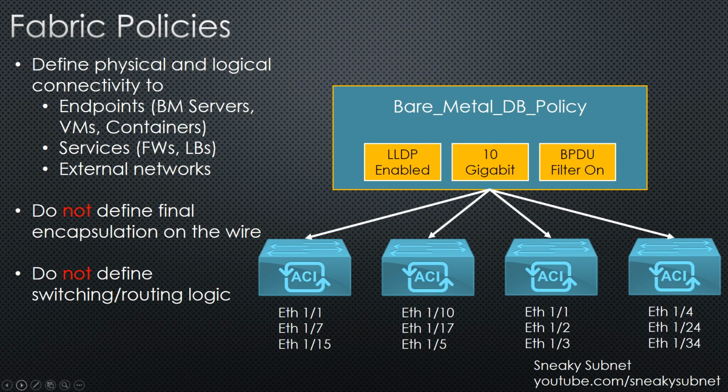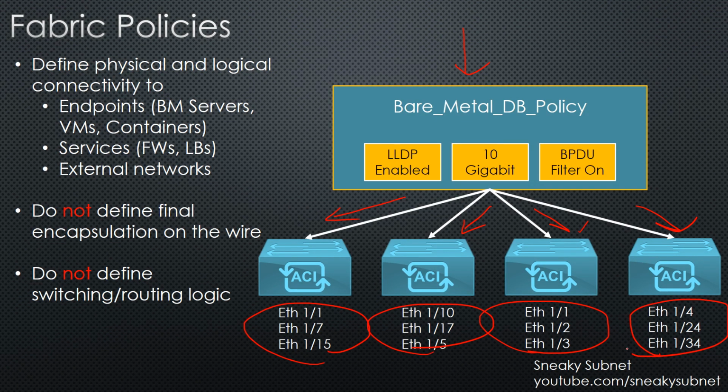Fabric policies allow you to treat your whole fabric as a single giant switch and encourage you to leverage reusable constructs or templates. If you have lots of endpoints connected in exactly the same manner, you can create a single policy representing that connection. For example, LLDP enabled, 10 gigabit port connection, BPDU filter on, and apply it to all corresponding ports throughout the whole fabric. You can see this example on the diagram on the right. So here we have our policy, and this policy is applied to different leaf switches on different ports. If all these ports are basically the same in terms of connectivity parameters, you can apply the same policy to all of them.